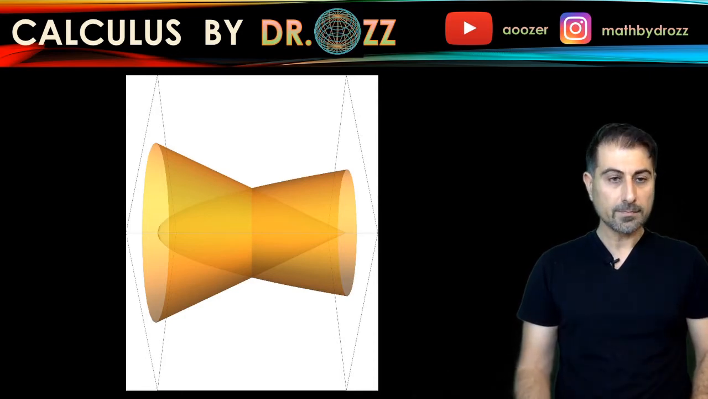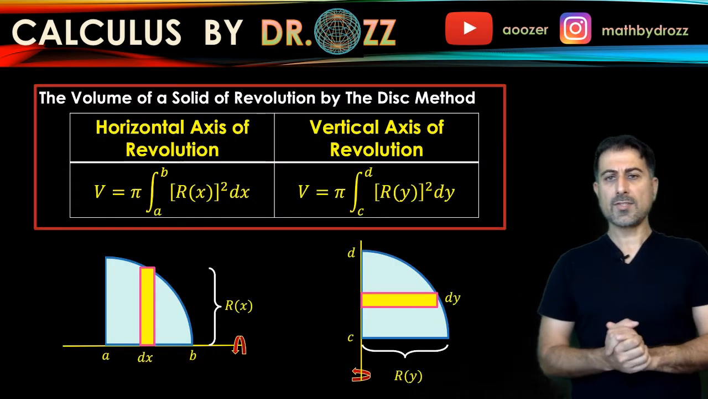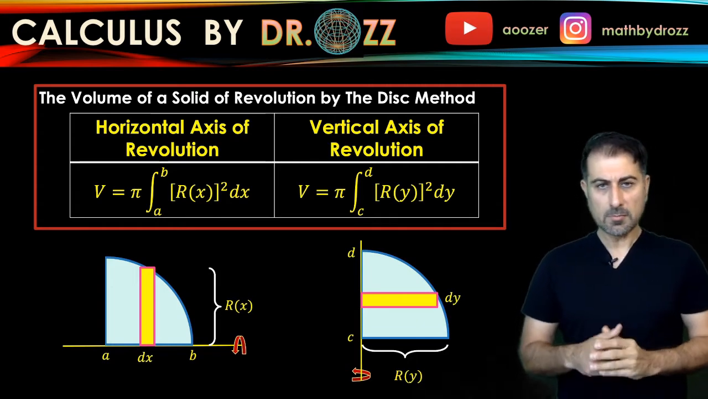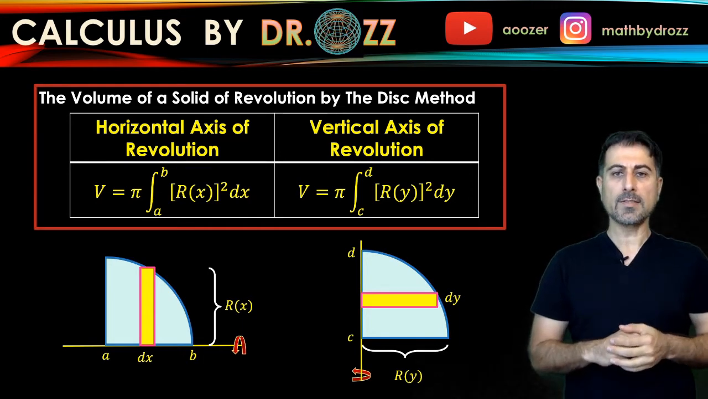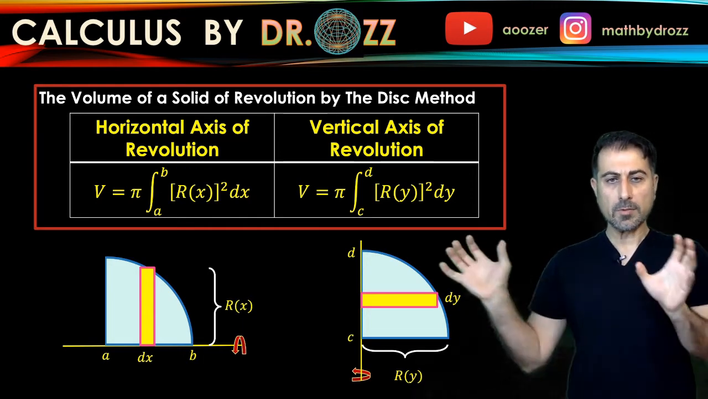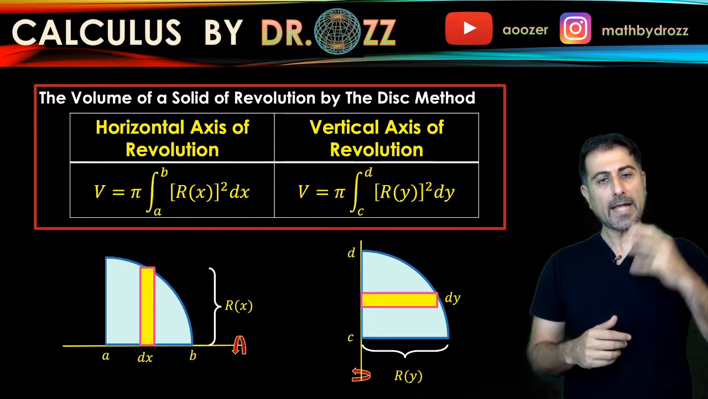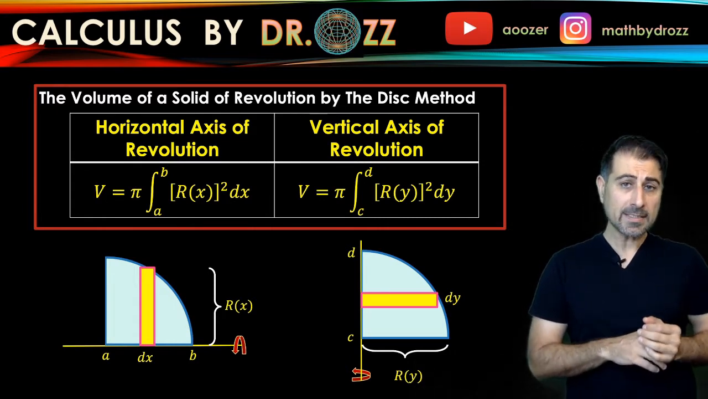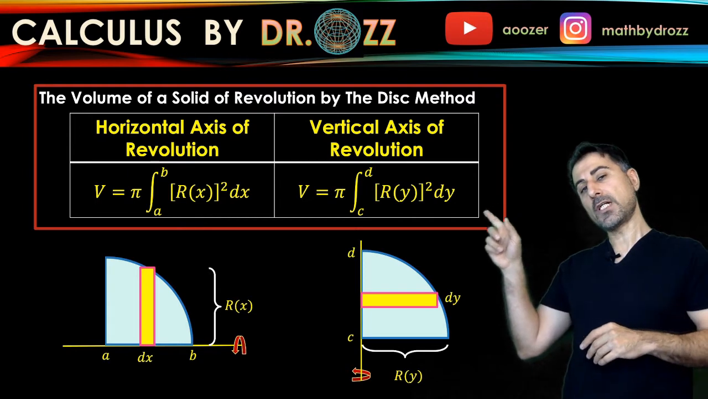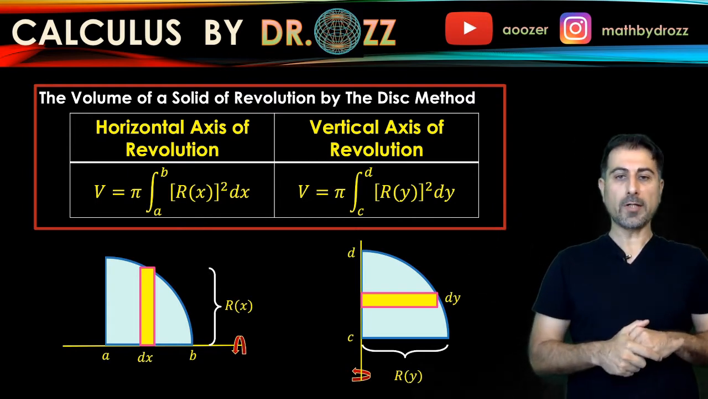Let me remind you quickly what the disk method is, and we can start hitting the road. This is a table that represents the volume of a solid of revolution by the disk method, and depending on what axis you're revolving around, you have two different formulas. In our case, the x-axis is the axis of revolution, so it's a horizontal axis. So we're using the first column and the first picture on the left.